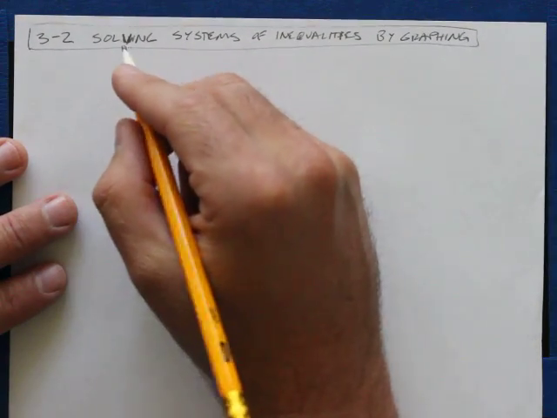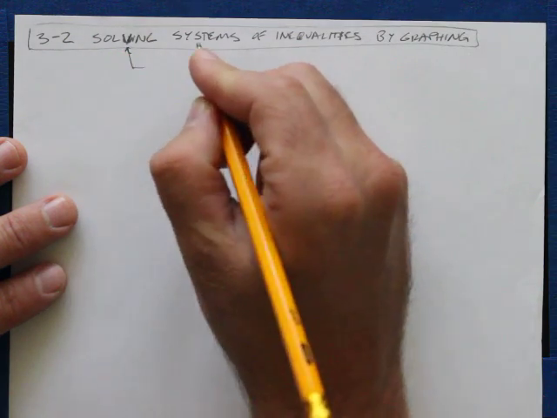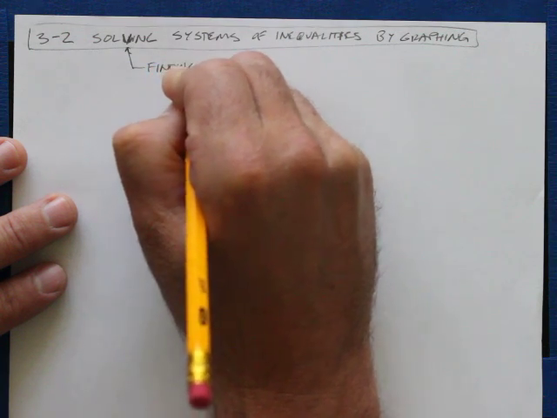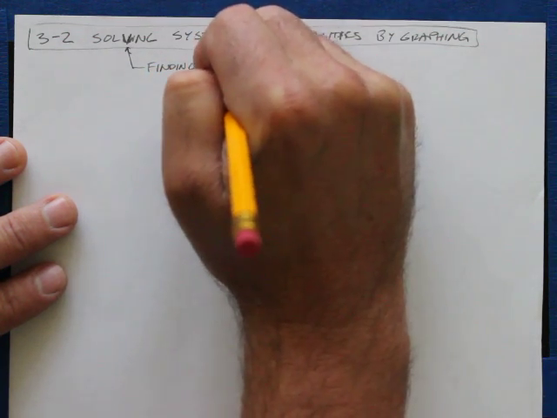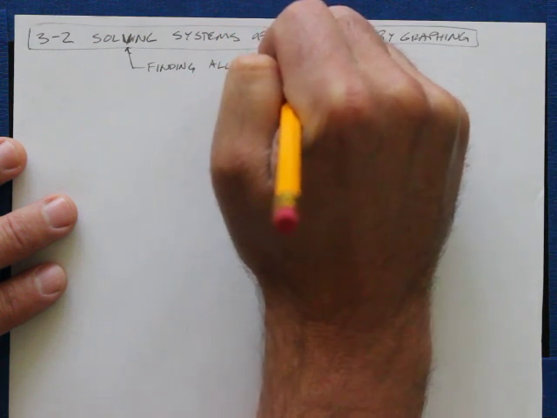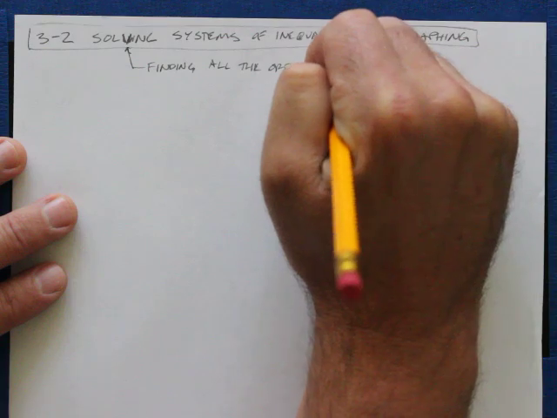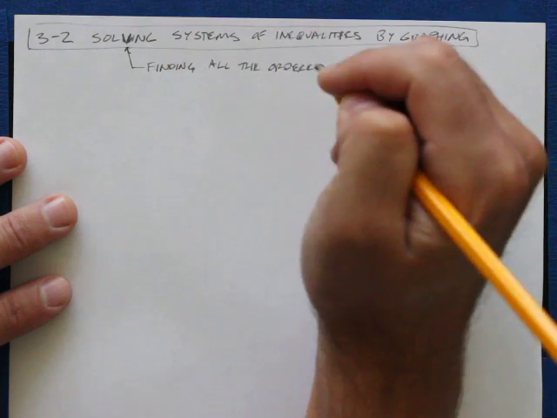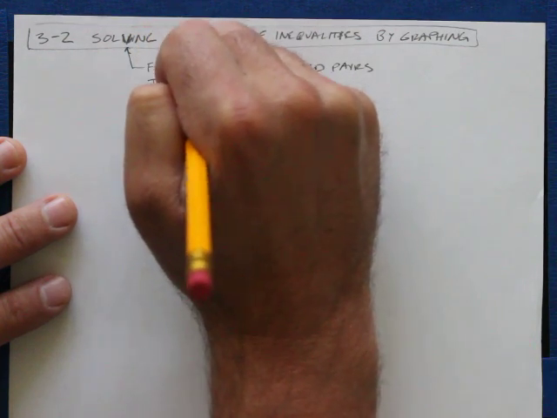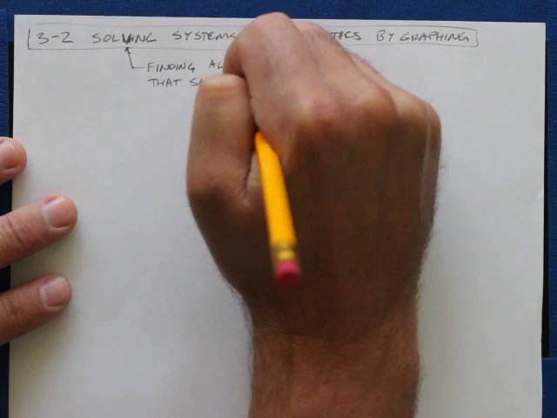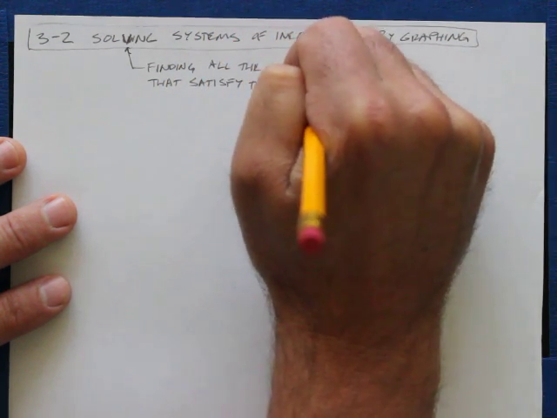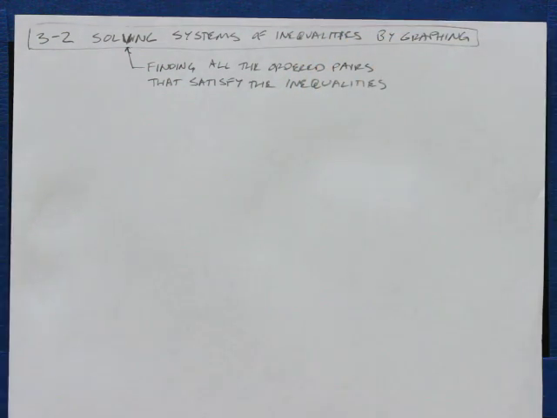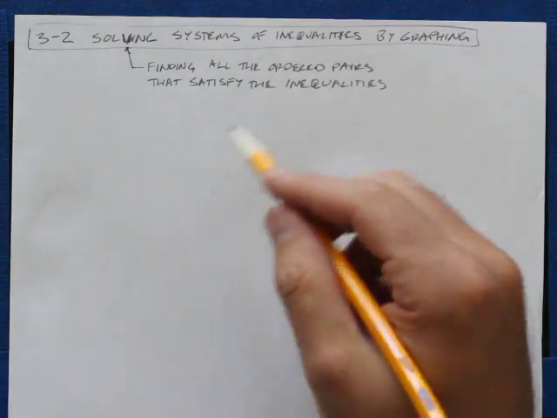All right, so what we're doing when we're talking about solving systems of inequalities is we are finding all of the ordered pairs that satisfy the inequalities. Don't worry, we're not going to write every single ordered pair down that satisfies the inequalities. We're going to graph it and just shade it in.